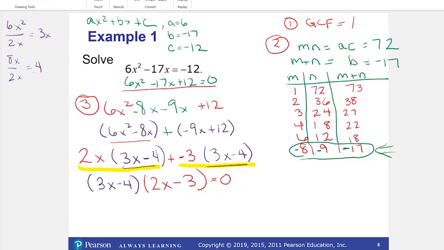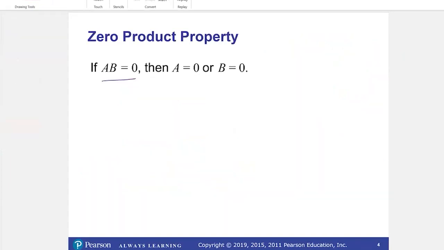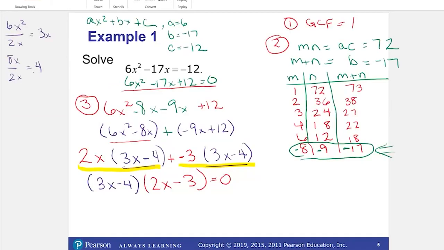Now we want to solve this. So we're going to use the zero product rule, which we just learned in the last slide. If I have two things multiplied together equals 0, one of them has to equal 0. So here, let's call this A, and we'll call this B. And now I have two values multiplied together to equal 0, which means that either 3x minus 4 equals 0, or 2x minus 3 equals 0, right? Because one of those parentheses has to equal 0.